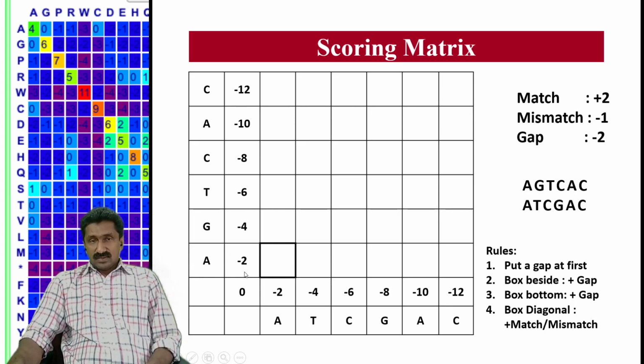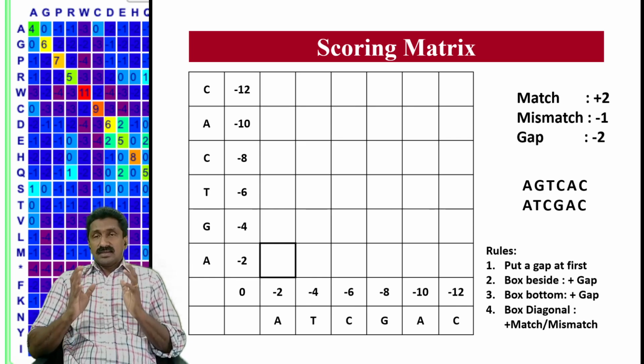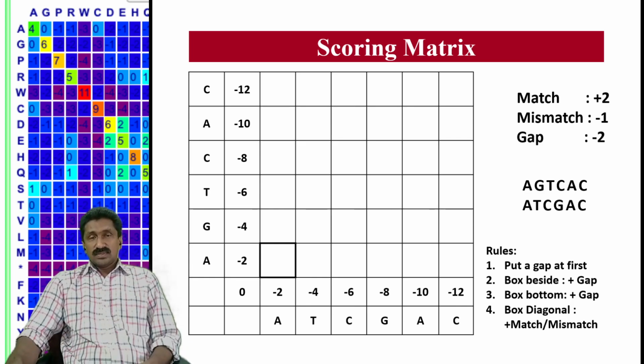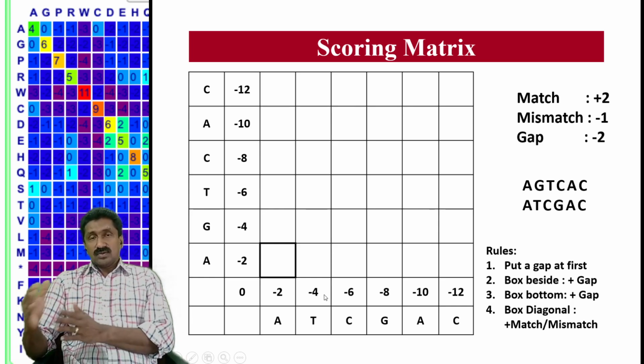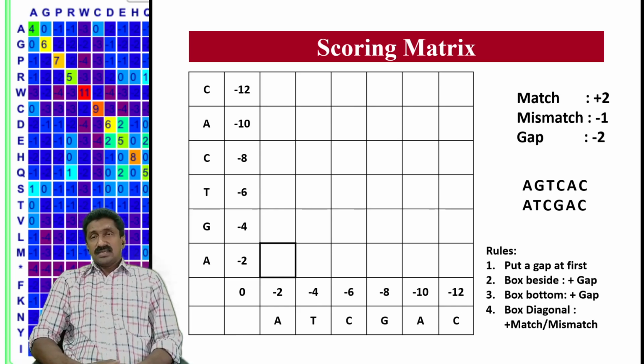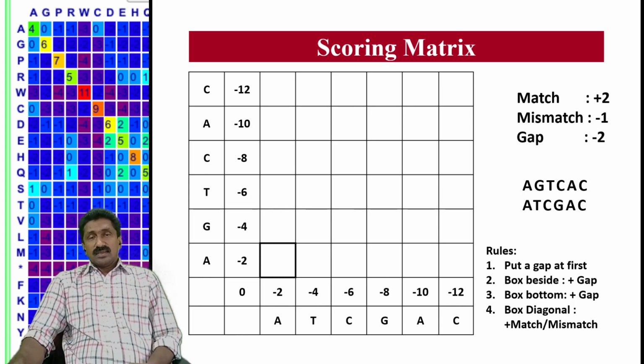Because for every cell, if you are moving in the x-axis or y-axis, horizontally or vertically, that movement will be penalized with a gap value of -2. So initially the matrix can be set something like this: -2, -4, because the gap value for moving horizontally or vertically will be applied initially. Now this is the pattern.